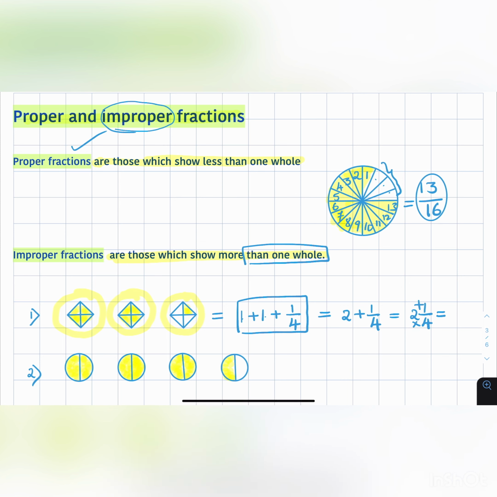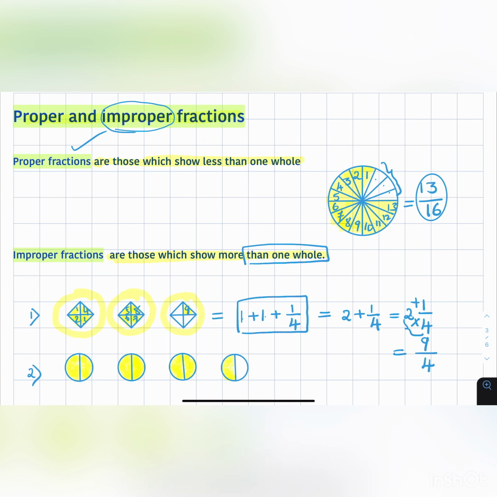So how do we do this? Let me write down here. This will be 2 1/4. First we multiply these two, then we add to that product. The numerator will be added to the product. So this will be equal to 4 2s are 8 plus 1, 9/4. So we can see that 9 parts are shaded here. 1 2 3 4 5 6 7 8 and 9 parts are shaded out of 4.